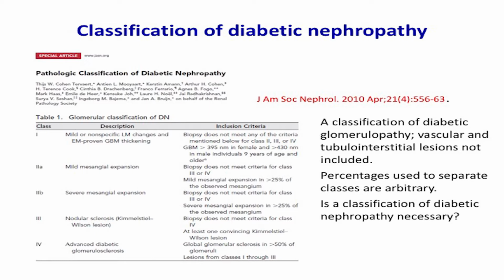Class 3 is the stage of nodular glomerulosclerosis, the Kimmel-Steele-Wilson lesions, and Class 4, advanced chronic damage with more than 50% global glomerulosclerosis. Now, those of you who are still listening to me and not thinking about your lunch will realize this is not a classification of diabetic nephropathy. This is a classification of diabetic glomerulopathy. There is no mention of blood vessels or tubules or interstitium in this classification.